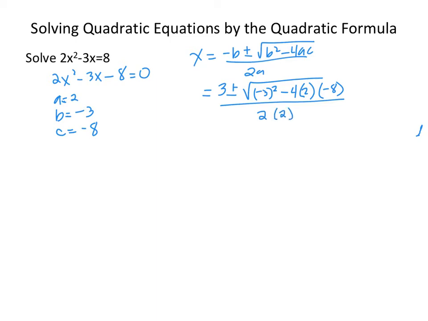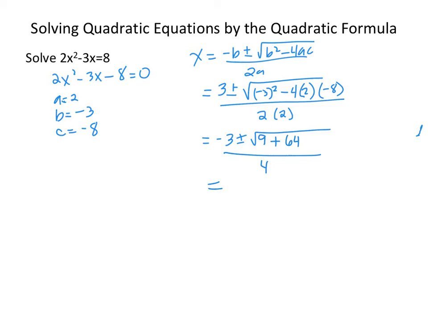Again, I'm going to evaluate the interior of this radical first. We have 3 plus or minus the square root of (-3) squared, which is -3 times -3, which is +9, minus 4 times 2, which is 8, times -8, which is going to become +64, everything over 4.